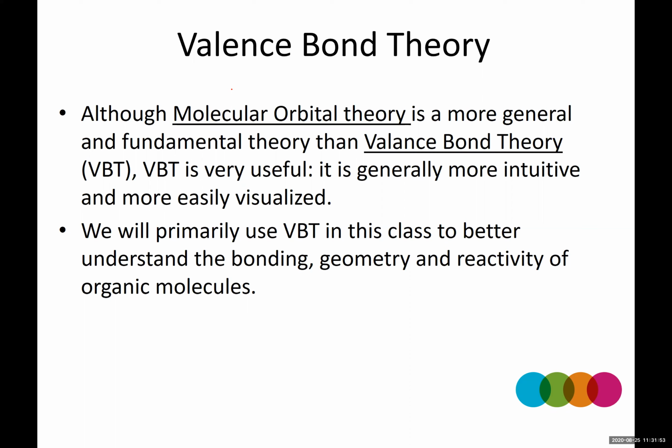So the bottom line: molecular orbital theory is more general and more fundamental, but you'll see valence bond theory, and you probably saw this in general chemistry. It's extremely useful, it's more intuitive, and it's much easier to visualize. And that's the approach that typically is taken in organic chemistry, especially in this course, okay? So we will see it's a very, very powerful theory. So let's get going.